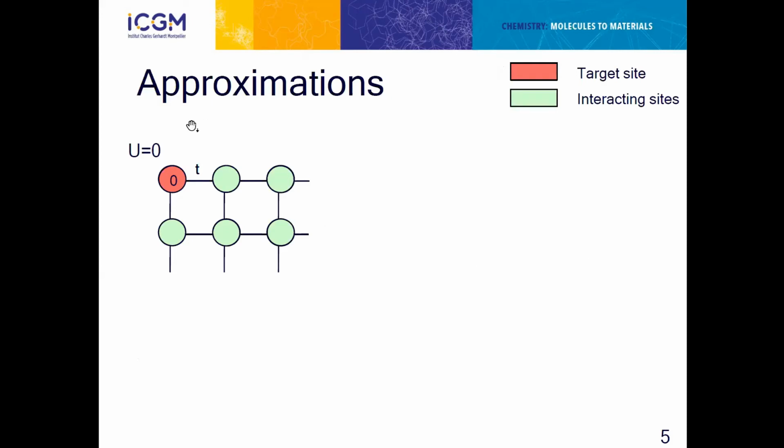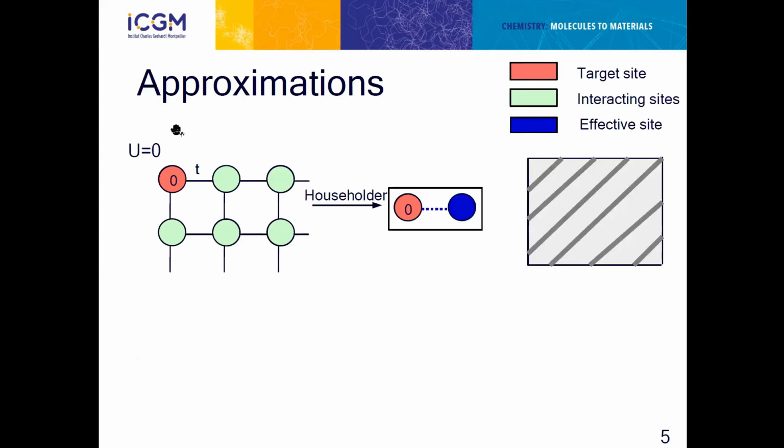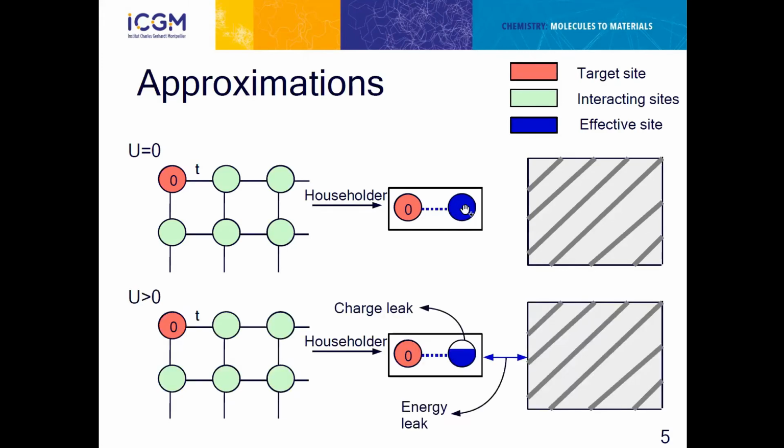So starting from the non-correlated case where U equals 0, by applying the Householder transformation, which is also the Schmidt decomposition for the non-correlated case, you obtain a reduced size cluster, which does not interact with the bath and where the number of electrons within the cluster is fixed. However, by introducing correlation, the Householder transformation gives a cluster which interacts weakly with the bath, and where the number of electrons is not well fixed. So in the first approximation, we will neglect this interaction between the small cluster and the bath, and we will fix the number of electrons for the cluster.